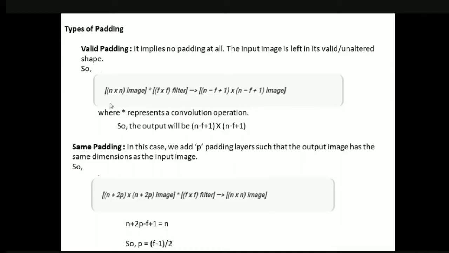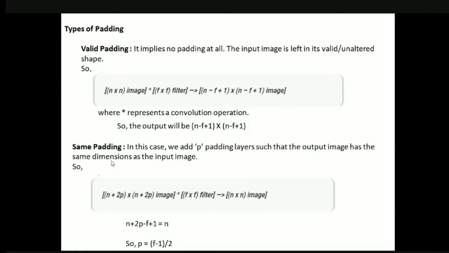See here, the input image size is n by n, and here we are using an f by f filter. Here the star represents the convolution operation. So when we convolve the input image of n by n with an f by f filter, we will get the output image of size (n minus f plus 1) by (n minus f plus 1). This is when we are not using padding.